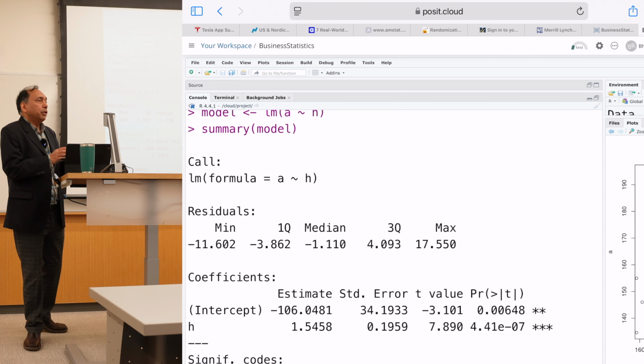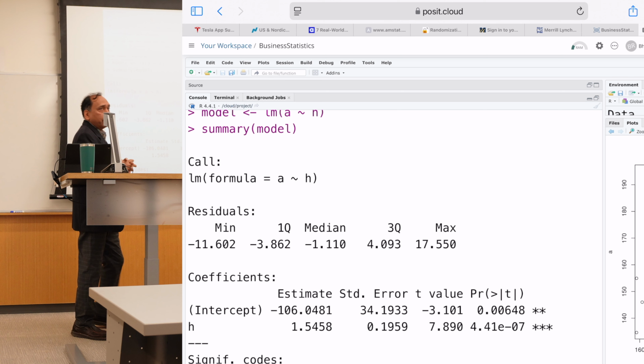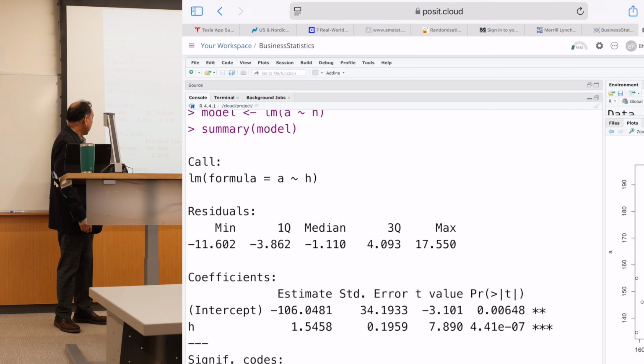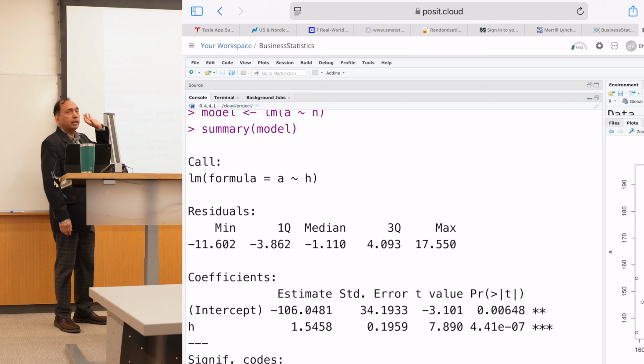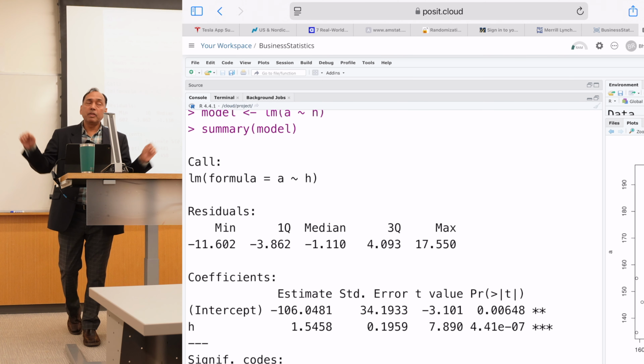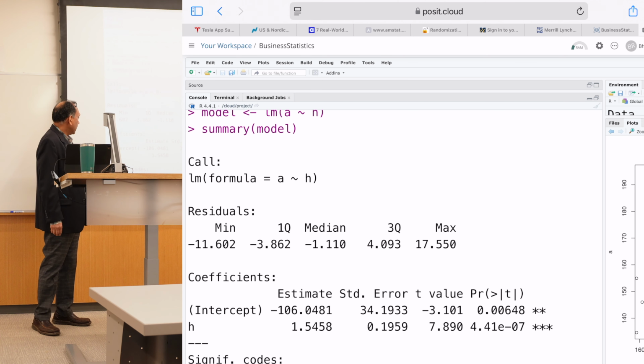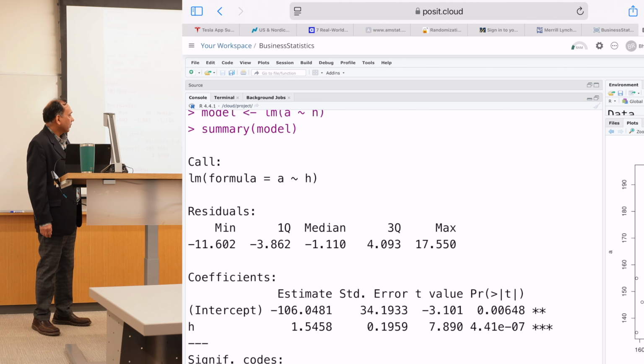So even if you are looking at 95% confidence level, you can easily conclude that height is a very important variable in having an impact on arm span. So this is a statistically significant variable. That's what you can conclude with 95% confidence.